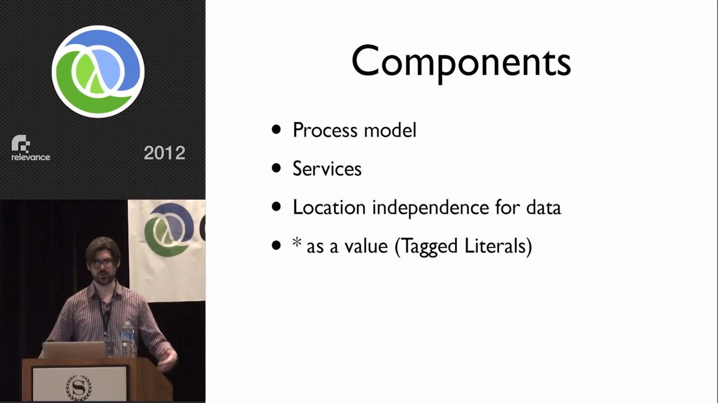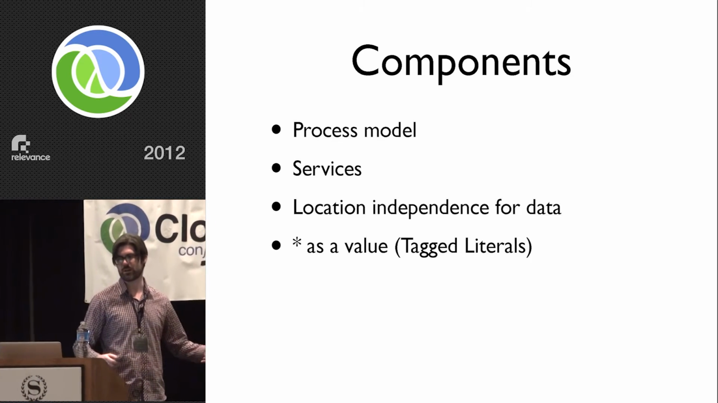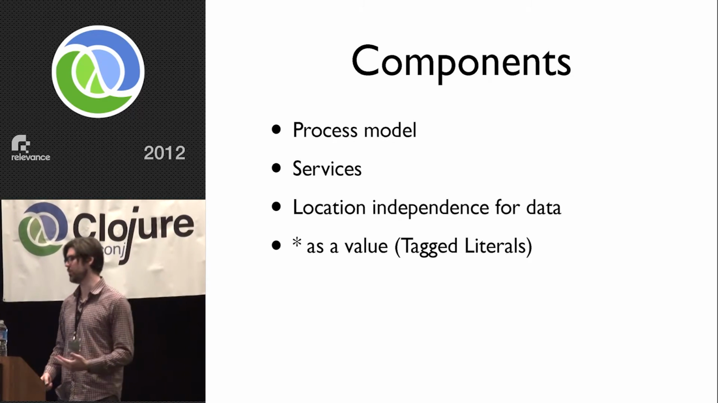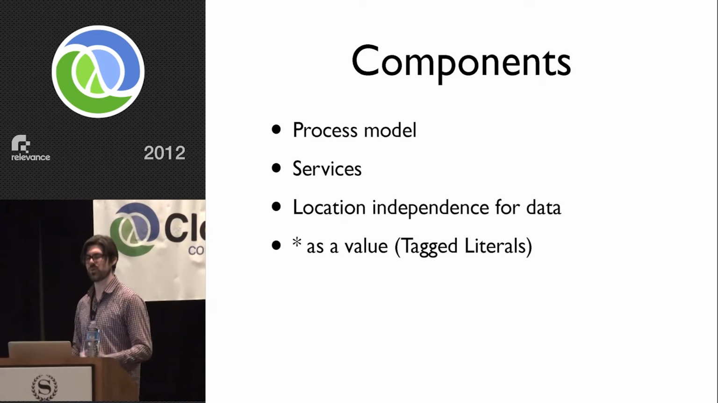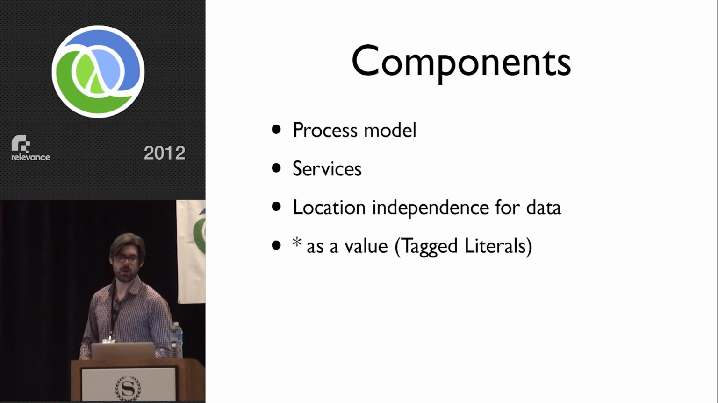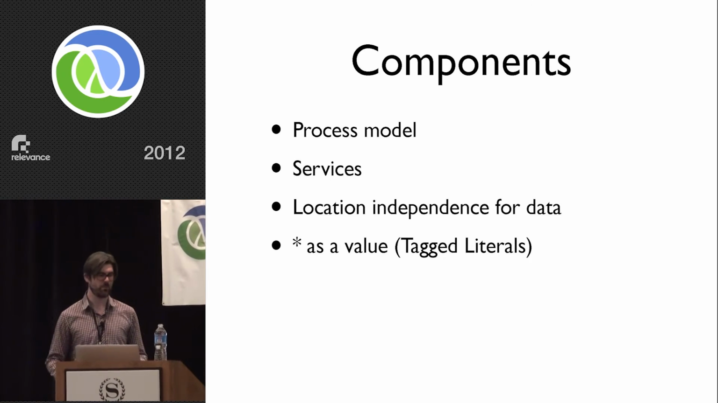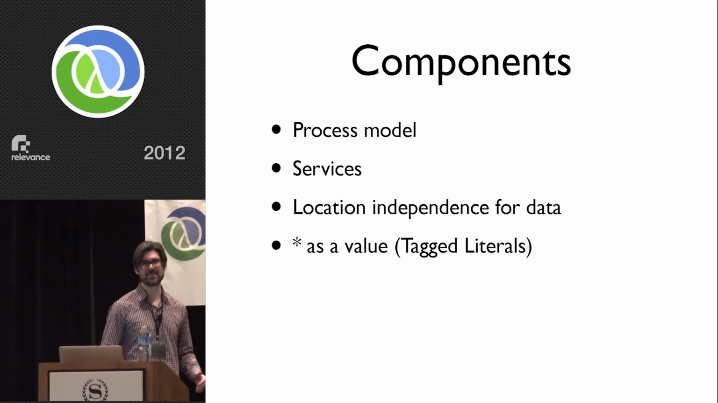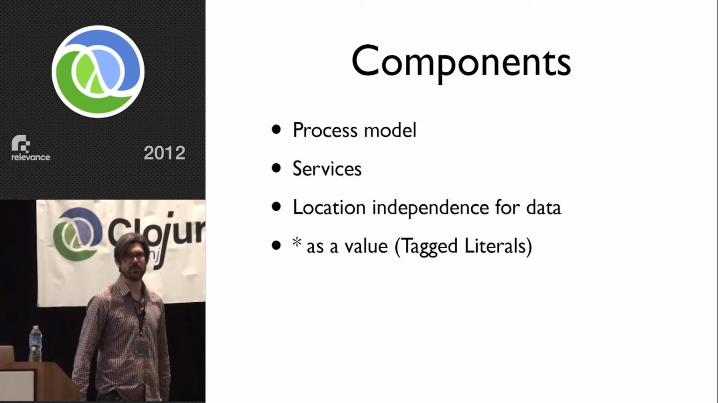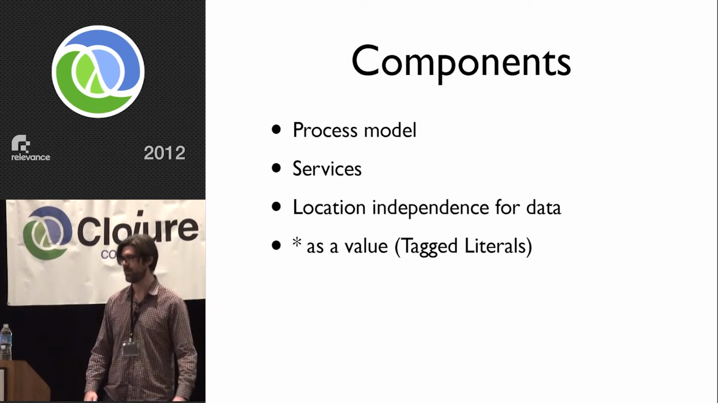So the greater components of this architecture is there's this process model, which is very important. There's the services, which I talked about. We need to achieve location independence for data. This is very important. And we need to be able to represent as many things as values as we possibly can. We need to push the boundaries of what can be a value.